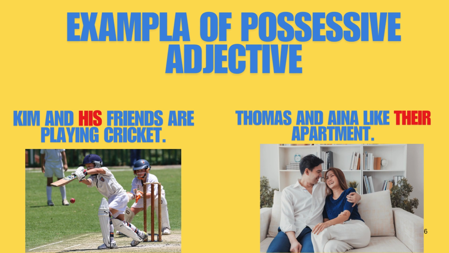Here we have possessive adjectives. There are two examples of possessive adjectives. Two boys are playing cricket. Kim and his friends are playing cricket. In this picture, his is a possessive adjective.